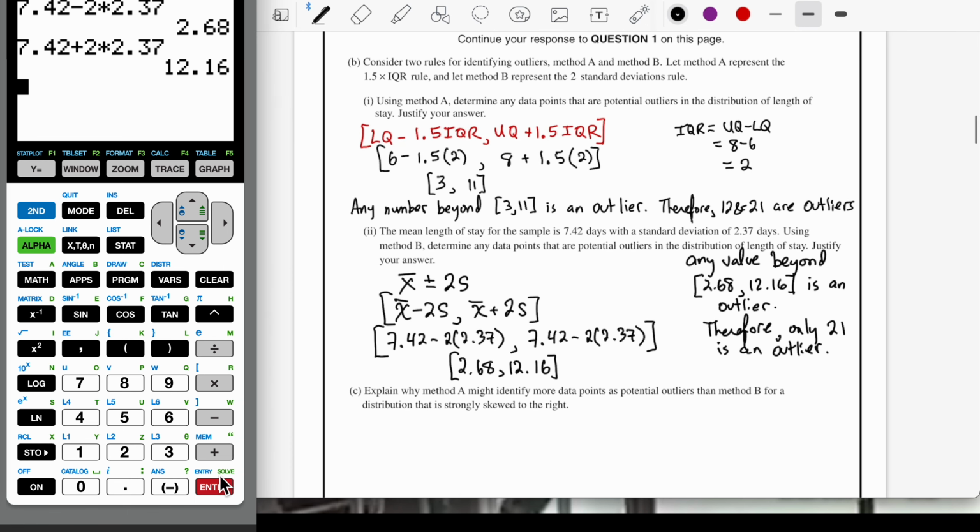All right. So explain why method A might identify more points as potential outliers than B for a distribution that's strongly skewed to the right. All right. And that's really what we have here.